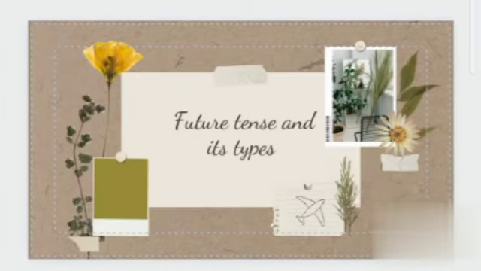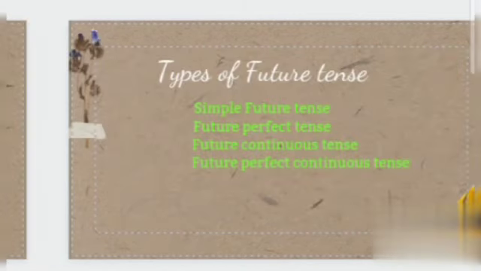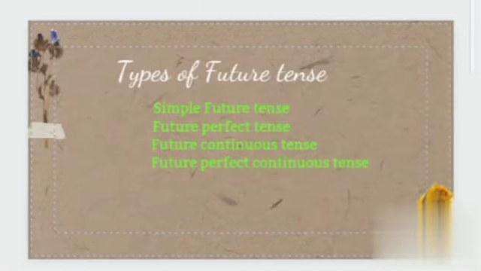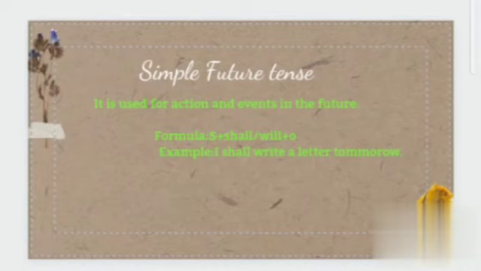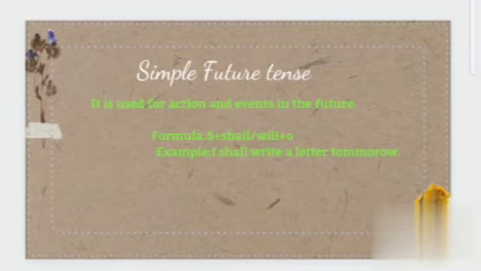Future tense and its types. Types of future tense: simple future tense, future perfect tense, future continuous tense, future perfect continuous tense. Simple future tense. It is used for actions and events in the future. Formula: subject plus shall/will plus object. Example, I shall write a letter tomorrow.